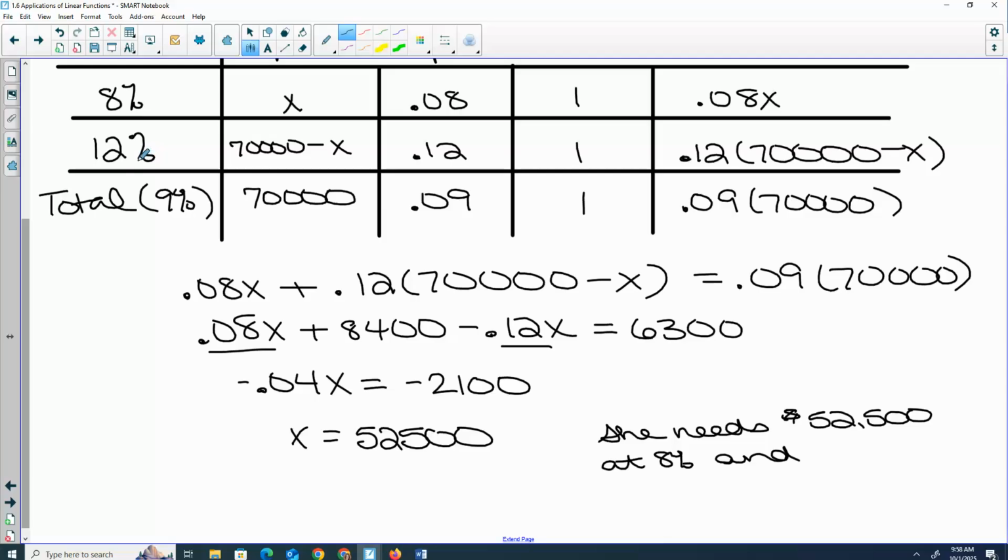Okay, to get my 12%, what would we do? Right, let's use that formula. So 70,000 minus 52,500 gives me 17,500.